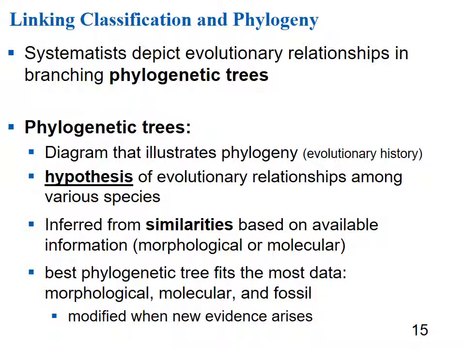So we can depict evolutionary relationships in a phylogenetic tree. A phylogenetic tree is a diagram that illustrates phylogeny, or evolutionary history. It's really a hypothesis of the evolutionary relationships among various species, and we infer these from similarities based on available information. Originally this was done with morphological data, so what things look like, and now it's done with molecular data as well. The best phylogenetic tree fits the most data. So it fits morphological data, molecular data, and fossil evidence. And the cool thing about this is when we get new evidence, we modify the phylogenetic trees.